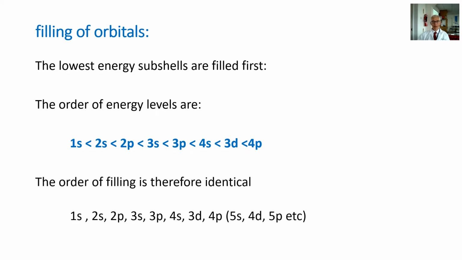So the order of filling is identical. If we fill the lowest subshells first, we'll fill the first 1s, then 2s, 2p, 3s, 3p, 4s comes before 3d, 4p, 5s, 4d comes before 5p, etc.